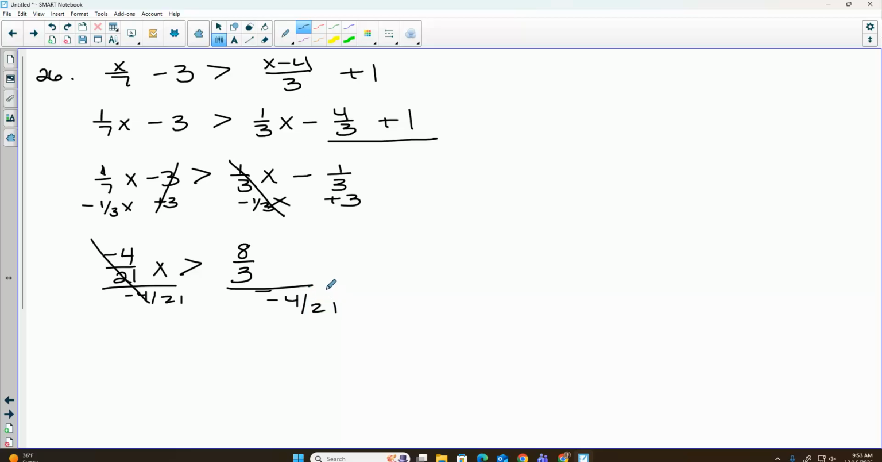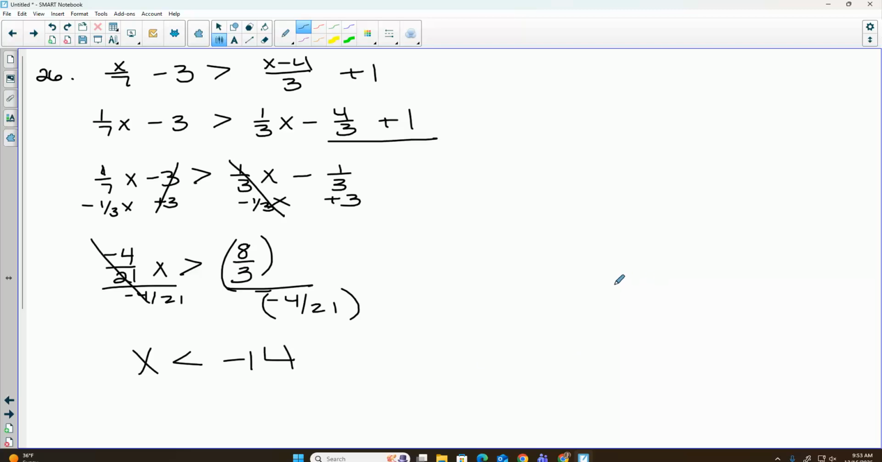This is the place where you might have made a mistake. You need parentheses around these if you're putting it in your calculator. If you divide by a negative, it flips the inequality. So 8/3 divided by negative 4 over 21. You can put it in your calculator, but you need parentheses around both fractions. And that should give you negative 14.